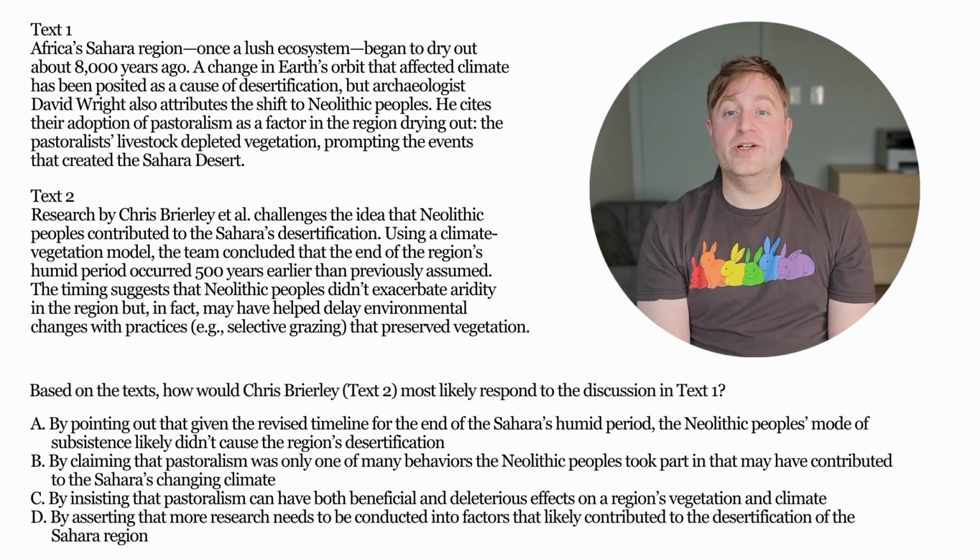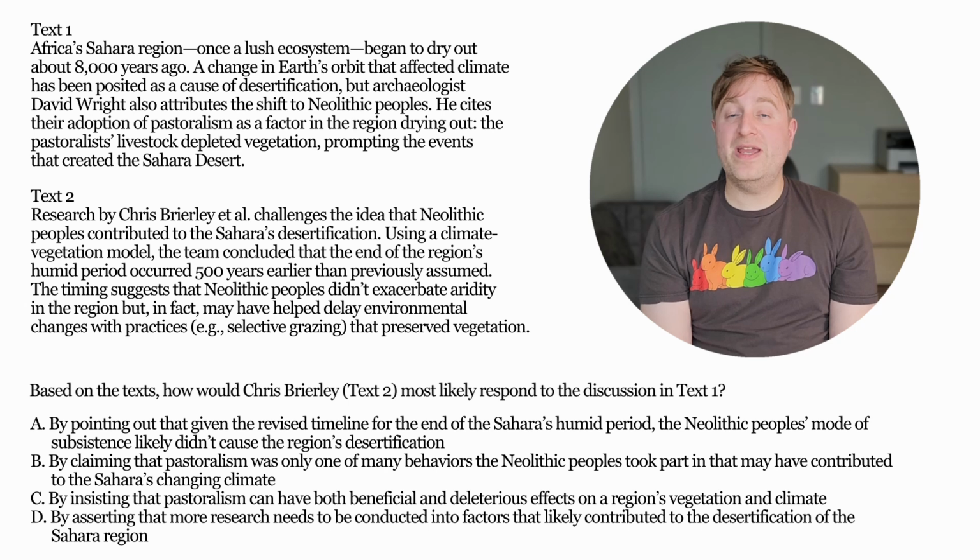Africa's Sahara region, once a lush ecosystem, began to dry out about 8,000 years ago. A change in Earth's orbit that affected climate has been posited as a cause of desertification. But archaeologist David Wright also attributes the shift to Neolithic peoples. He cites their adoption of pastoralism as a factor in the region drying out. The pastoralists' livestock depleted vegetation, prompting the events that created the Sahara Desert.